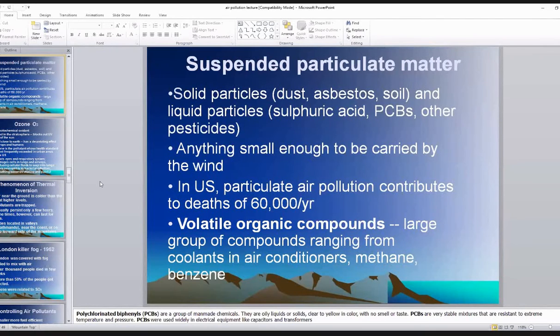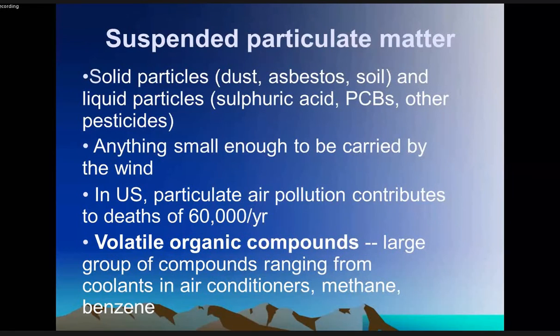And then there is anything small enough to be carried by the wind. This is also present in the atmosphere as suspended particulate matter. In the US, these air pollutants are responsible for more than 60,000 deaths per year. And these volatile organic compounds, as we have discussed previously, are a large group of compounds ranging from coolants in air conditioners to methane and benzene. These are also responsible for these types of deaths.